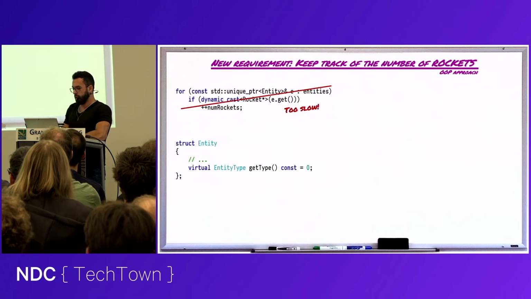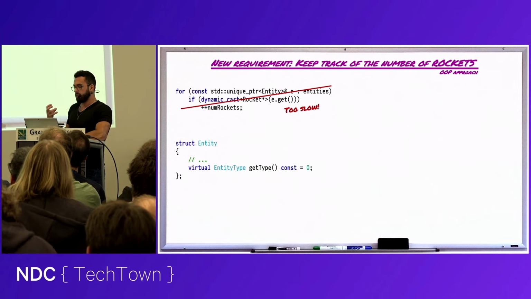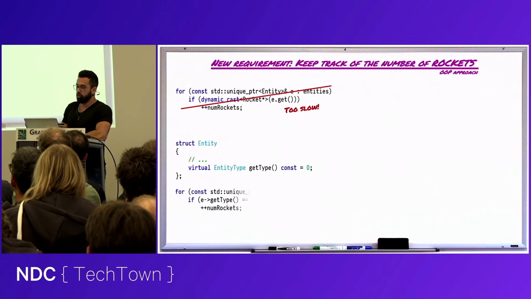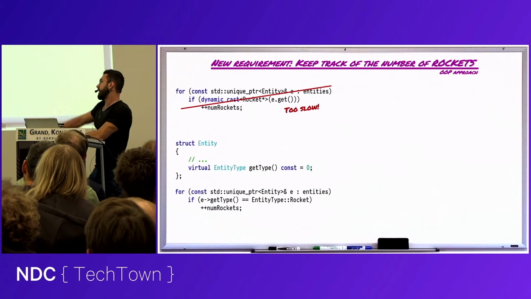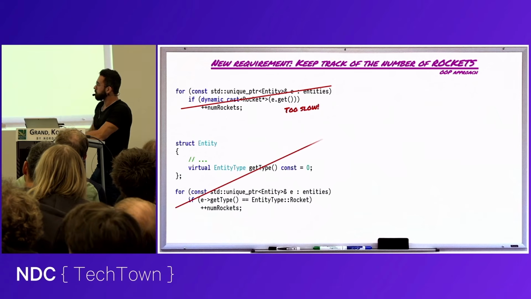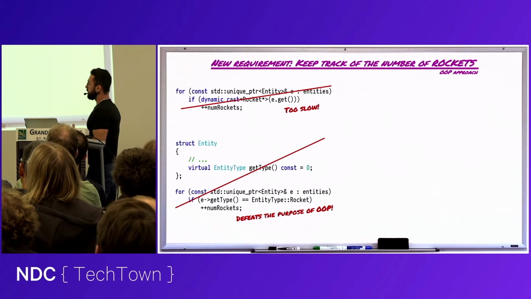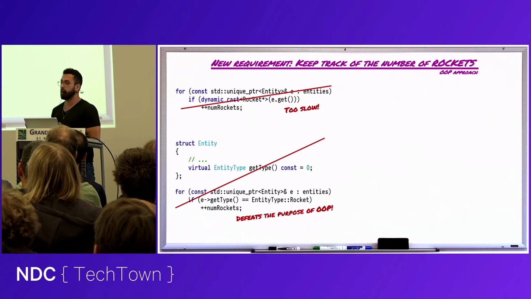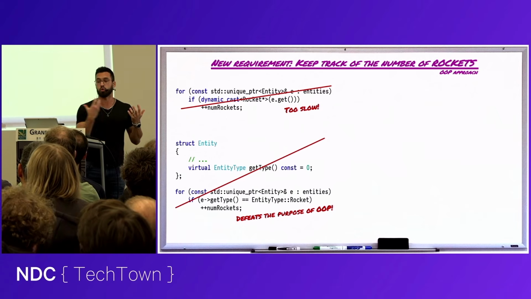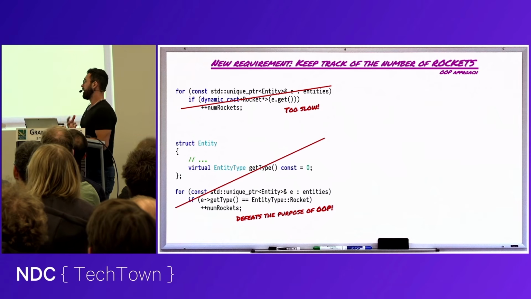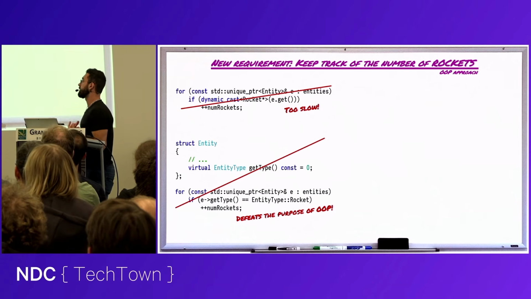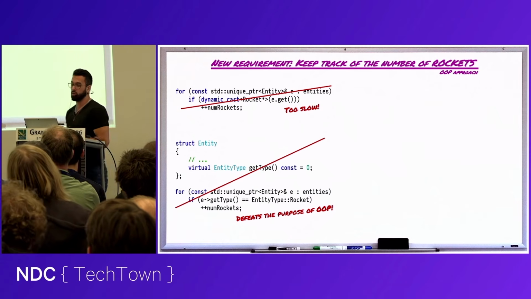So then I thought, okay, what if I have the entity base class expose its own type, so I can do the same thing, but avoid the overhead of dynamic cast? And again, I've seen this in practice, but this is bad. This defeats the purpose of OOP. I want to think of an entity as an entity. I don't want to know what the entity actually is. I want to be able to use the Liskov substitution principle. I don't want the entity to report that it is a rocket. It just doesn't make sense to use OOP in that way.